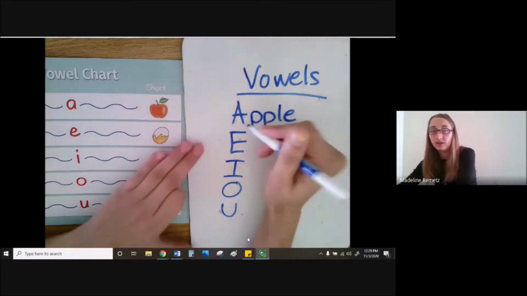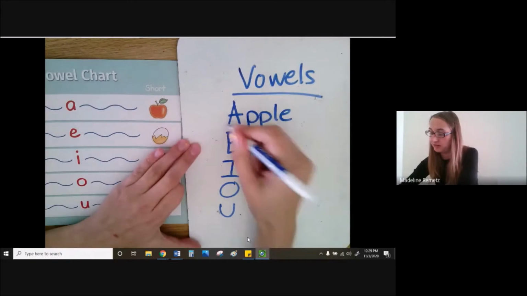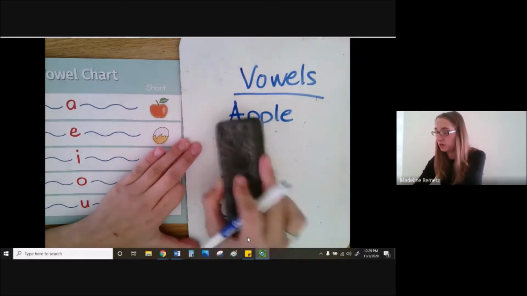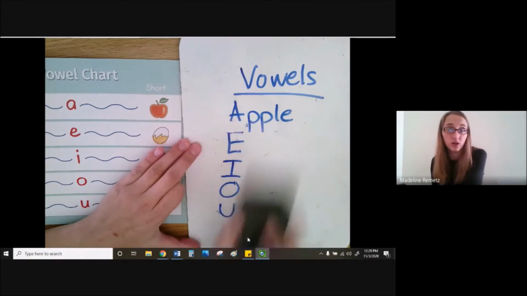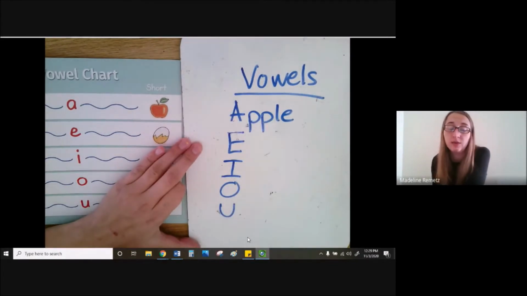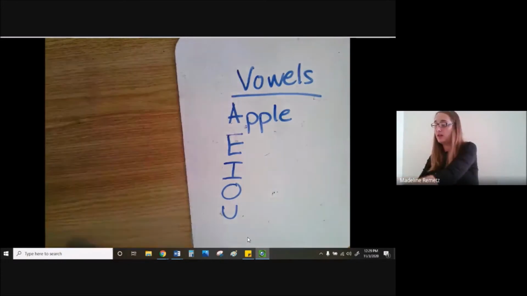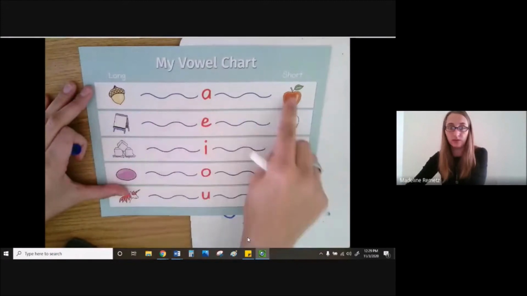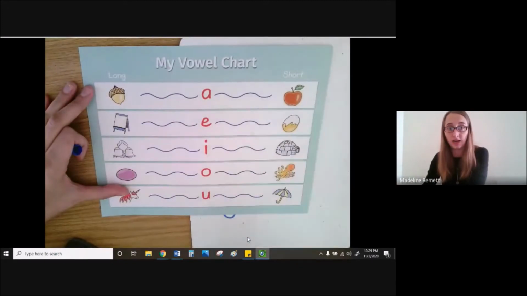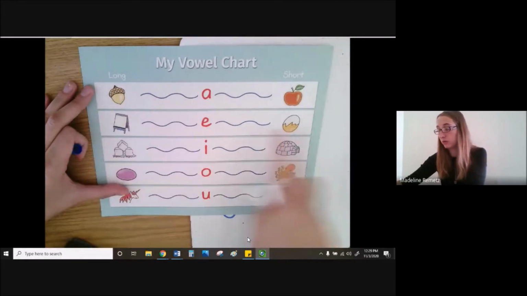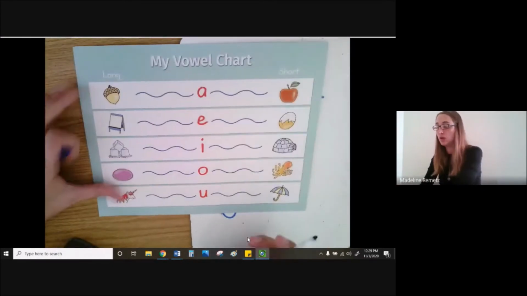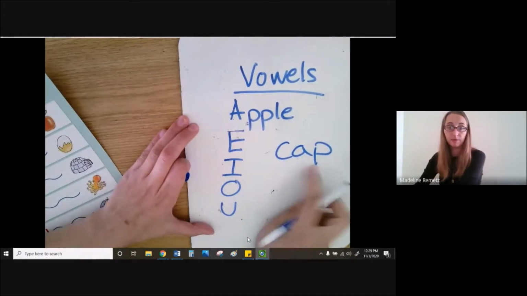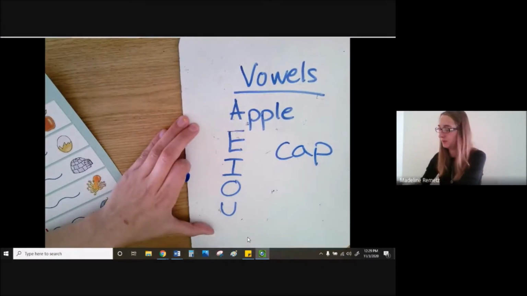Now, if the vowel sound is at the front of a word, it does tend to be short. That's one way you can remember it. But of course, there are going to be times where it's not. So you do need to learn how to do flippy dolphin. In this case, this chart's really helpful for flippy dolphin. You can go back and forth between the sounds to see which one is right. A, acorn, apple. Which one fits in the word cap? It's the short A sound.